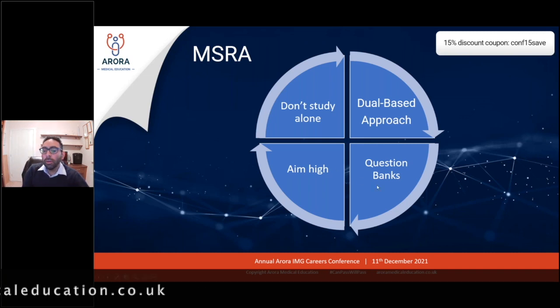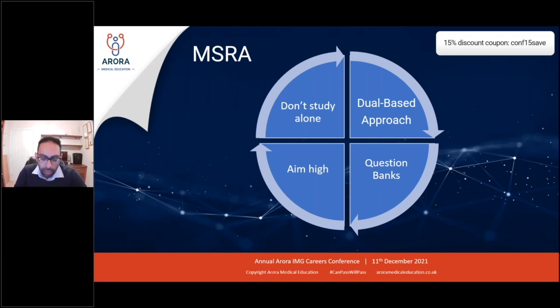Question banks, I often get asked which is the best question bank for MSRA. There are so many different question banks and resources out there. I do not say one is better than the other. I just say you need to find one that resonates with you, because you could do one question bank and your friend could say this is the best, but you don't find it very useful because you don't resonate with the way they teach. However, you find a different question bank much more useful, but your friend says that's not very good. It doesn't really matter. Do not try and think what is the best one.